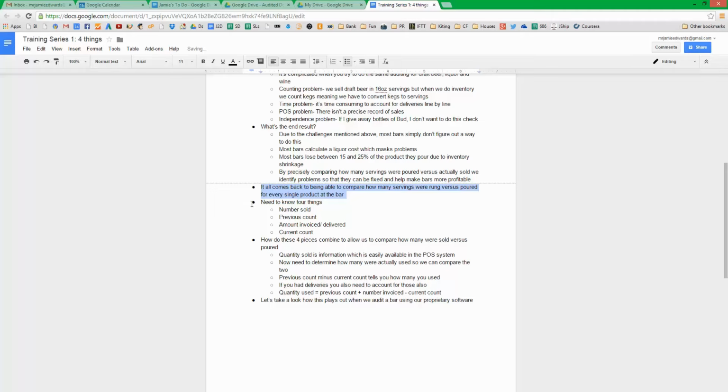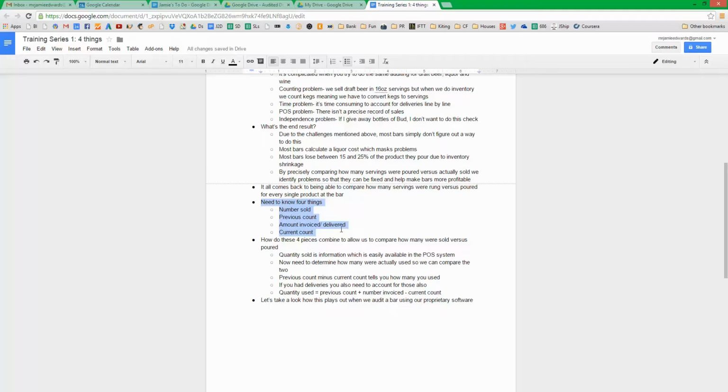And apologies, all they need to know in order to do this is 4 pieces of raw information, which are the number sold. We talked about that. That's what we're going to compare. We're going to compare the number sold with the number used. The number sold, we can pull out of the point of sale. The next thing we need to know is these three next pieces of information will combine to tell us what the bar has used. So we need to know the previous count, what was there originally. We need to know what was delivered or invoiced during the period, and we need to know the current count.